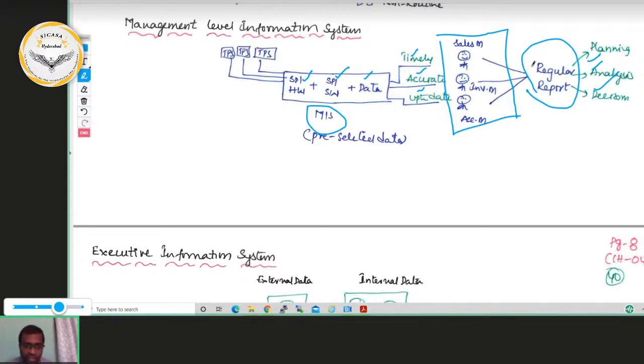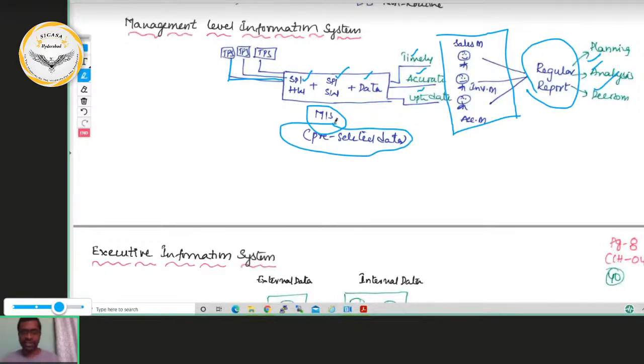So from where will it get the data? The output of TPS will become an input to MIS. All the output of TPS will become an input to MIS, and it will always provide only pre-selected data. What do you mean by pre-selected data? If he is a sales manager, it will allow him to see only sales related data. If he is an inventory manager, it will allow him to see inventory related data. So that is called management level information systems.